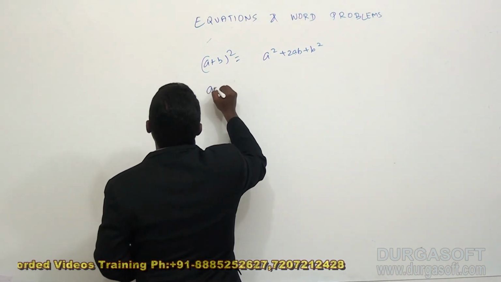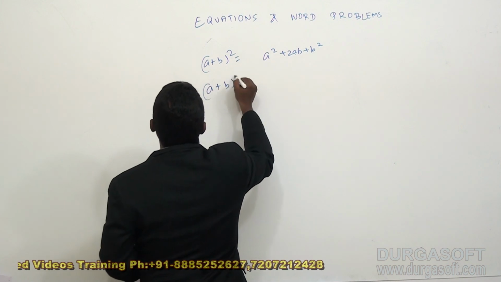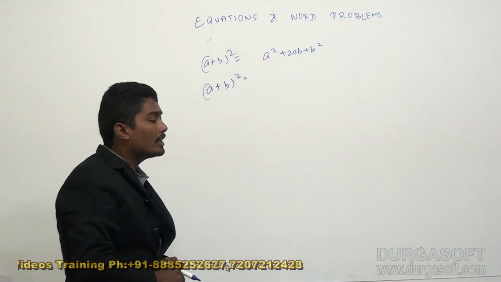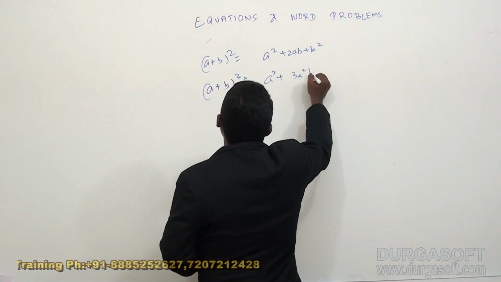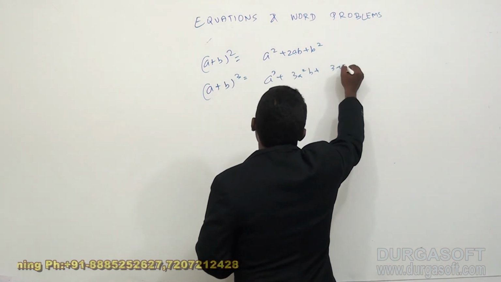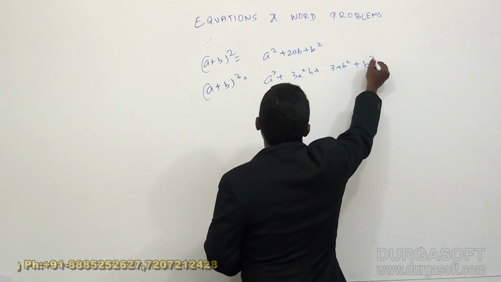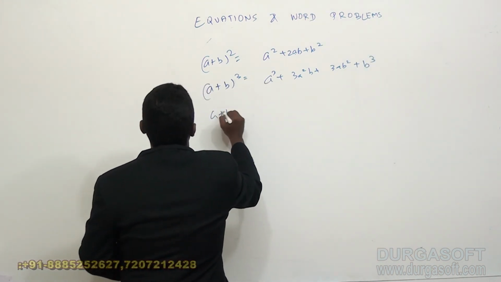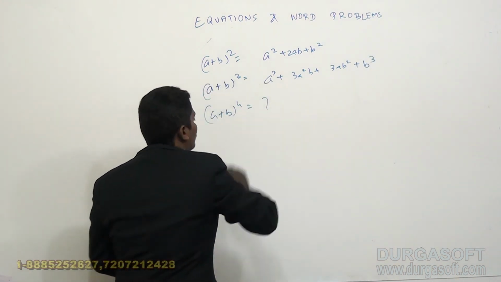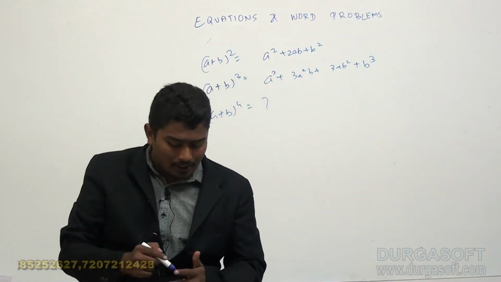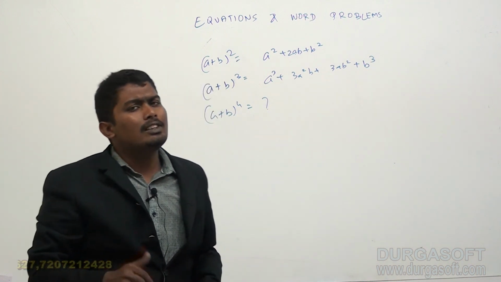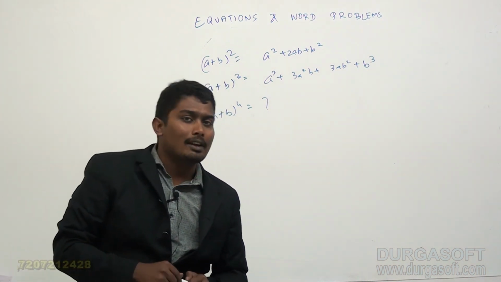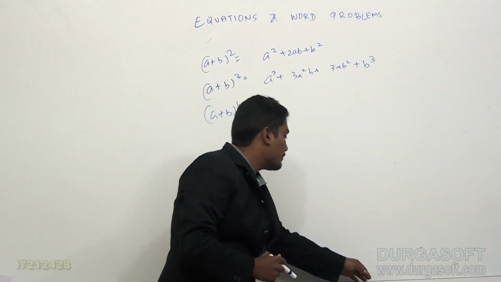What is the formula for a plus b the whole cube? You can write it as a cube plus 3a square b plus 3ab square plus b cube. Now what is the formula for a plus b the whole power 4? Now this becomes a bit difficult to remember. So to find this formula very easily, we will use something called Pascal's triangle.